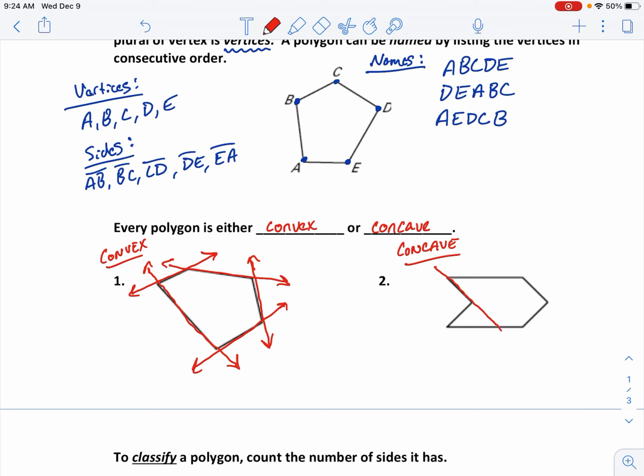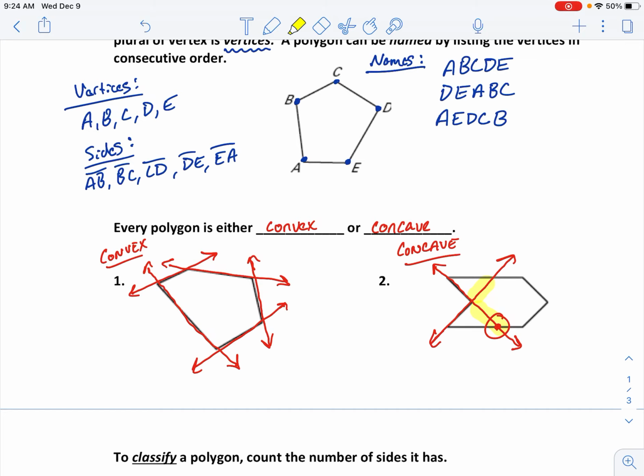It comes in. And if I were to extend it, it goes inside the shape and it intersects another side of the polygon. So the same with this side here, it goes inside. So the reason that it goes inside the shape, it caves in, and once I extend it, this is the part that makes it concave.